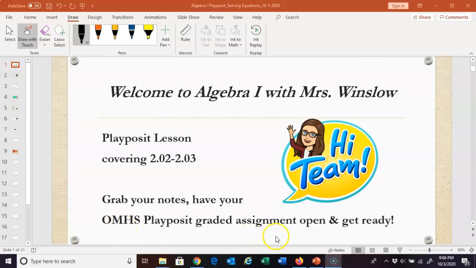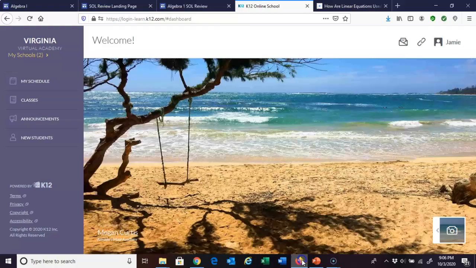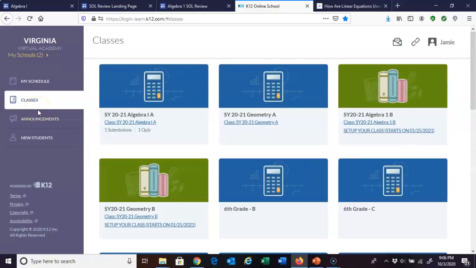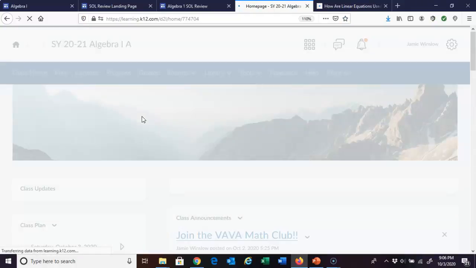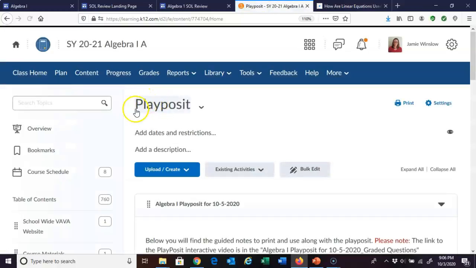I'm going to do a quick OMHS tour and show you where to find these things in case you don't have them. So there's a few ways we can do this. I would personally recommend that you go to Classes, and you guys will see all of your classes listed here and go into your algebra class. And we're going to go ahead and click on content. And this is going to take us to the Play Pause It folder.